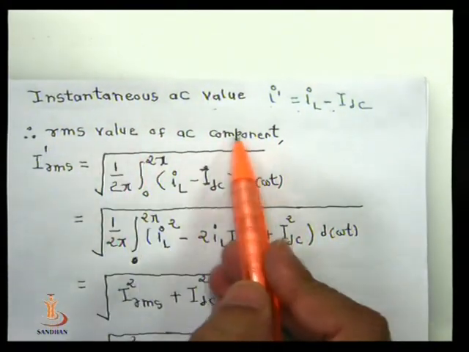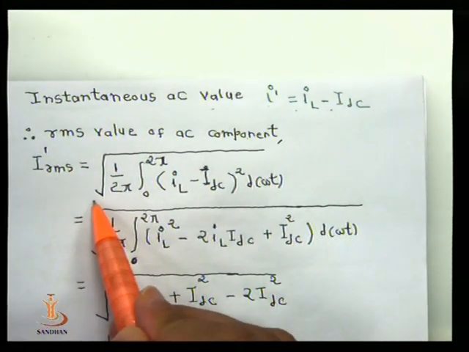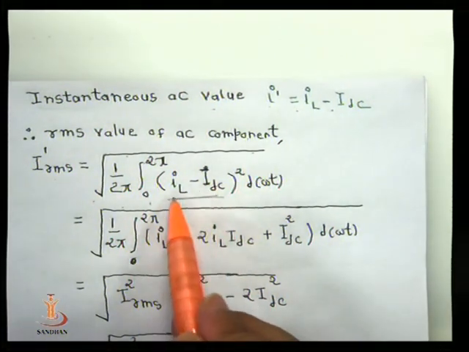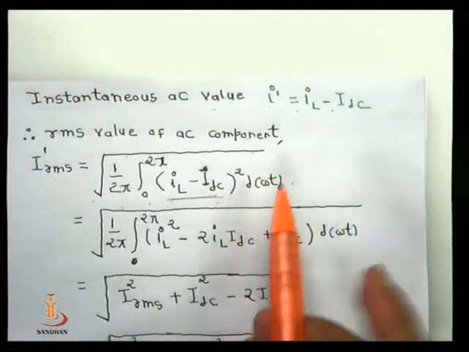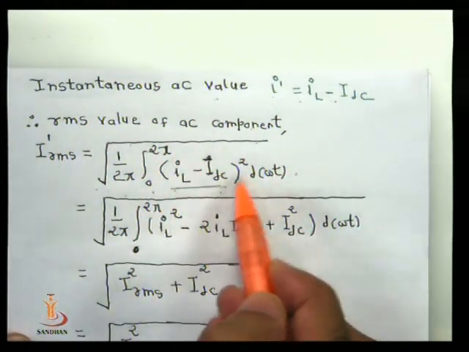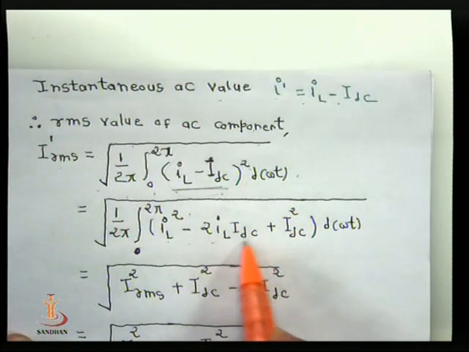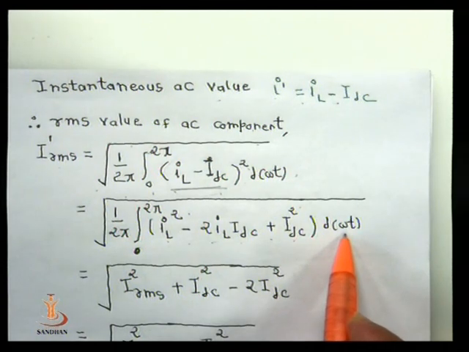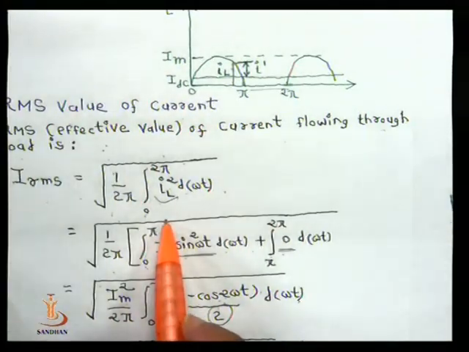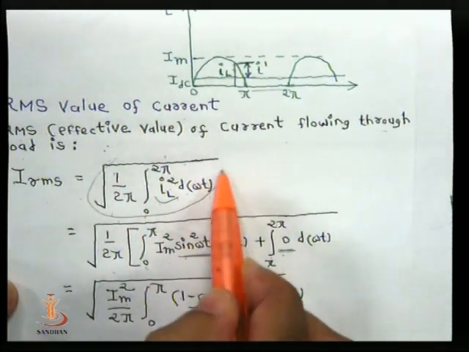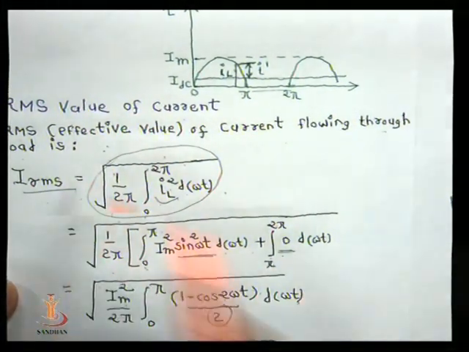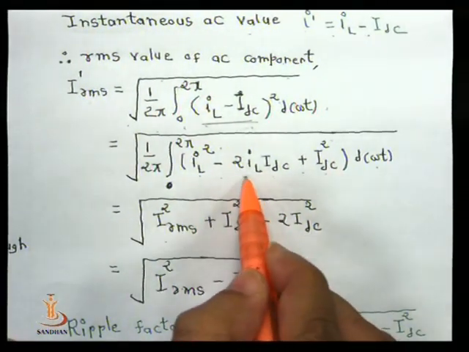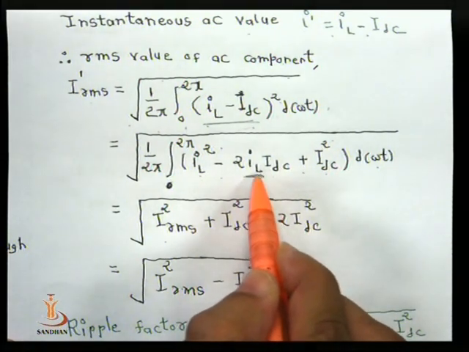So the RMS value of the AC component is nothing but I dash RMS equal to the square root of 1/2 pi integral 0 to 2 pi, in place of IL square you put (IL minus IDC) square d omega t, 0 to 2 pi. Now you open this bracket, here is a square, so IL square minus 2 IL IDC plus IDC square d omega t. Try to see here, this much of a formula gives you IRMS. So what we are getting is the IRMS square. IL is considered as a DC current, so IL is IDC.